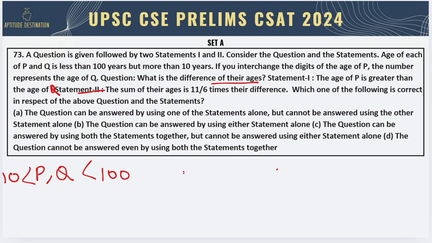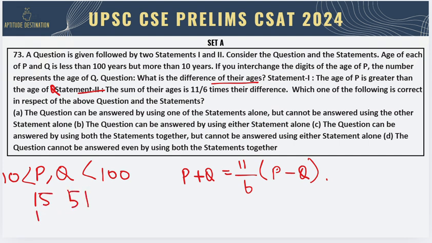The sum of their ages, P plus Q, is 11 by 6 times their difference, P minus Q. So here we know that P can take any value, for example 15, 51, 14, 41, 24, n number of values where P and Q can satisfy the first condition as well as the second equation. But for it to satisfy the second equation, we cannot keep checking each value of P and Q.